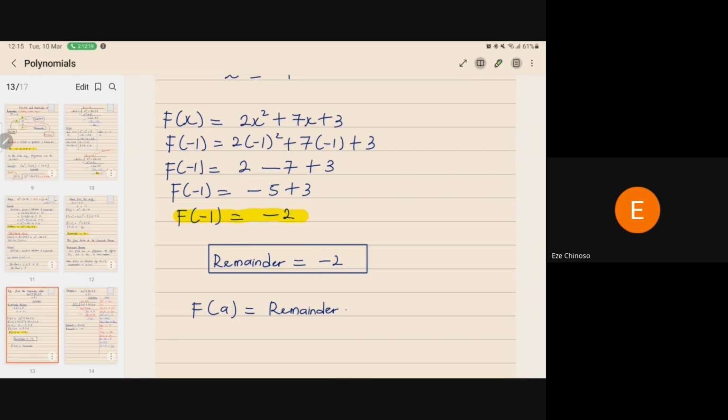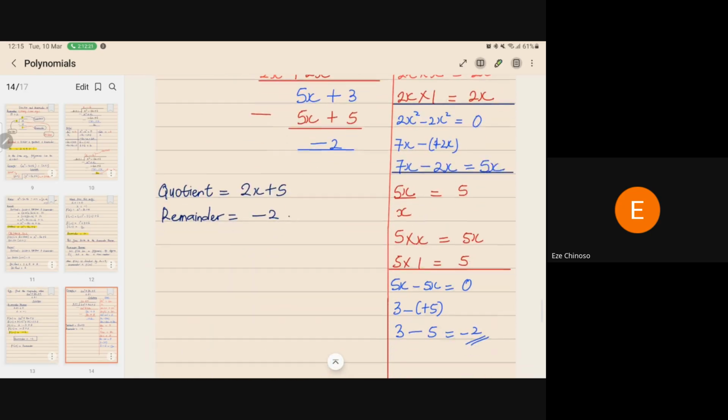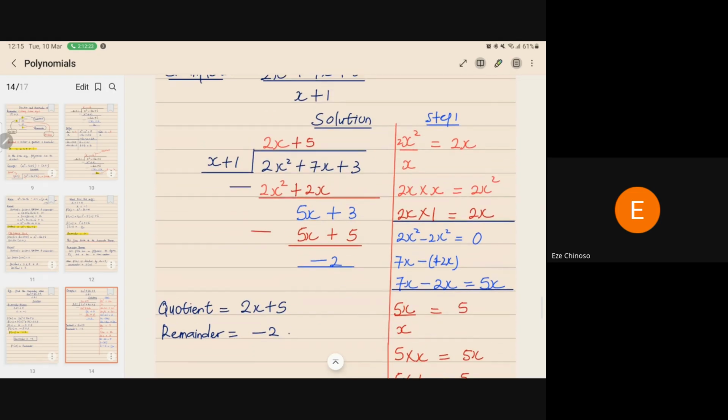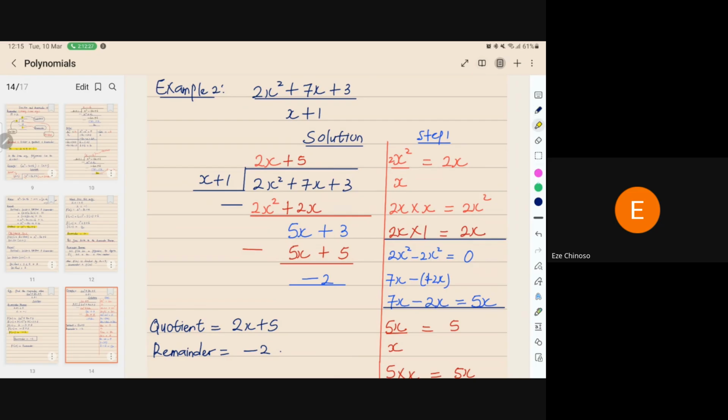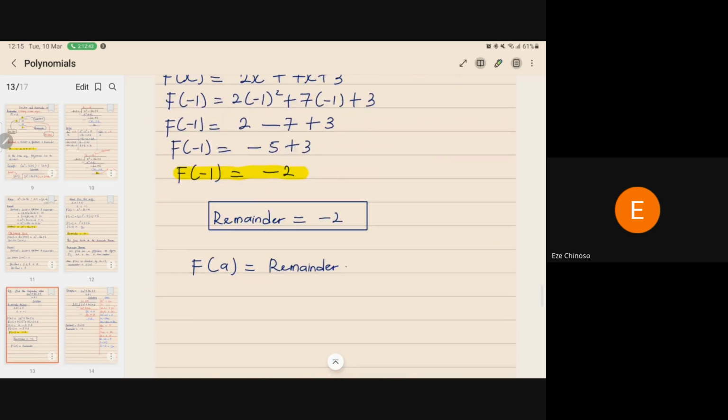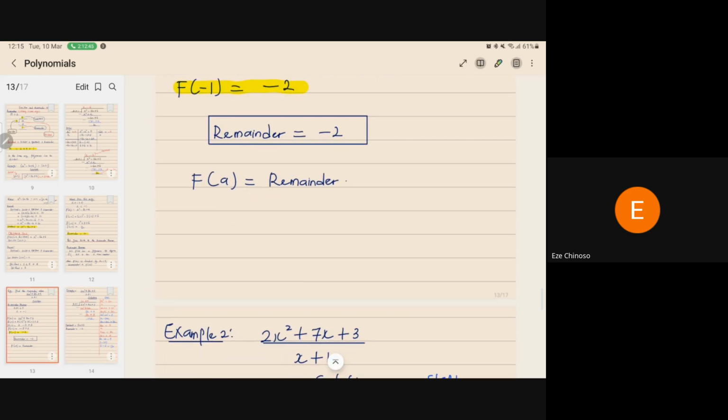And look at what happened here. Is it not the same thing? Your remainder is minus 2. Did you see it now? So that's how we make use of the remainder theorem. Without dividing, you can plug in by making x the subject, equating the divisor to 0. Once you equate the divisor to 0, you simplify, right? You will get the remainder.